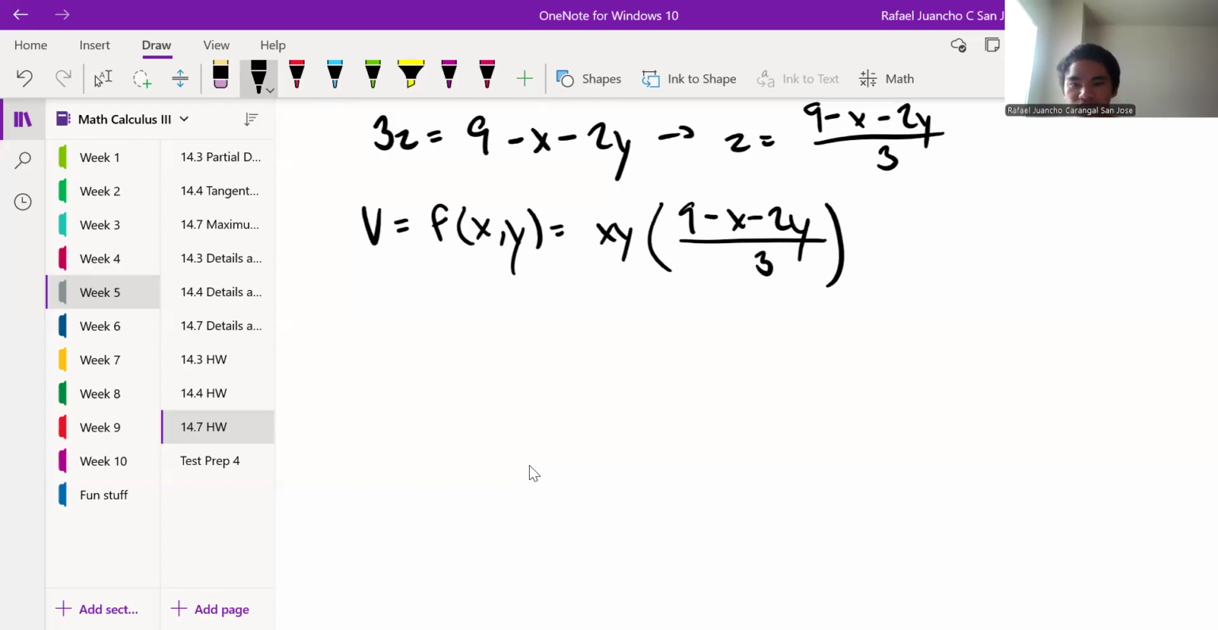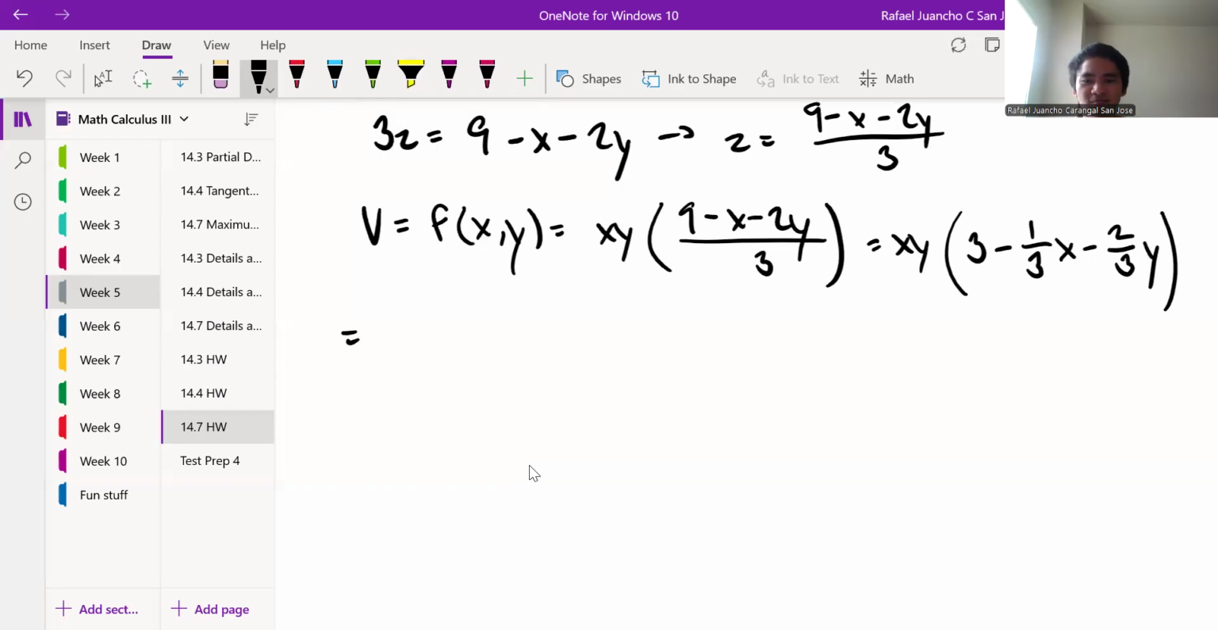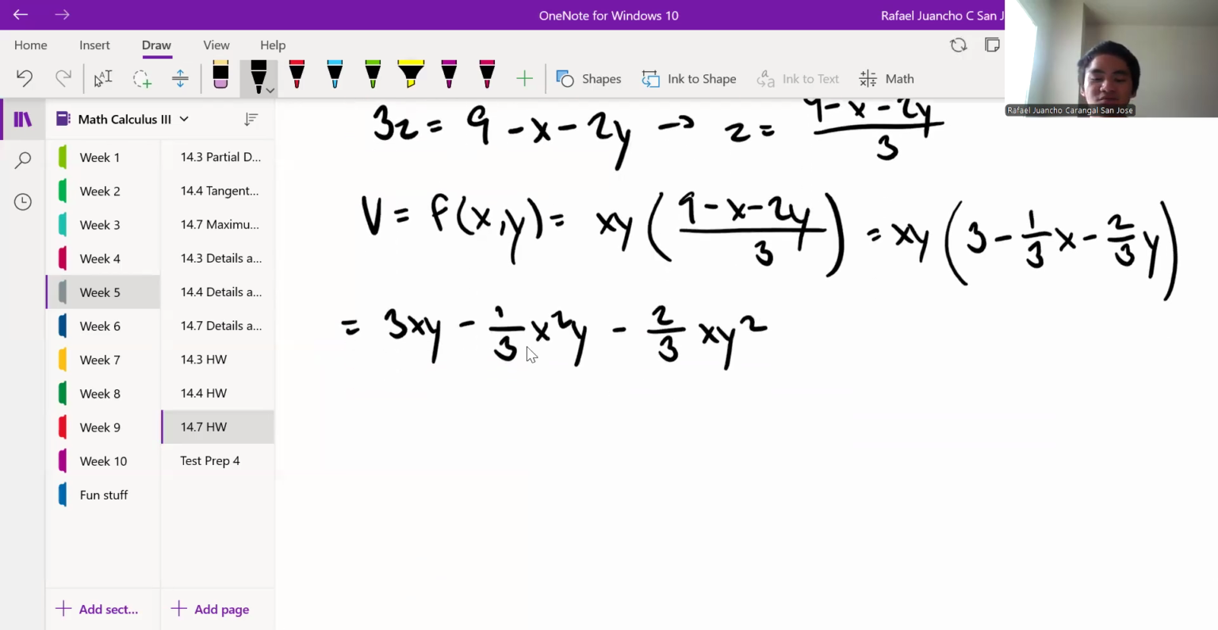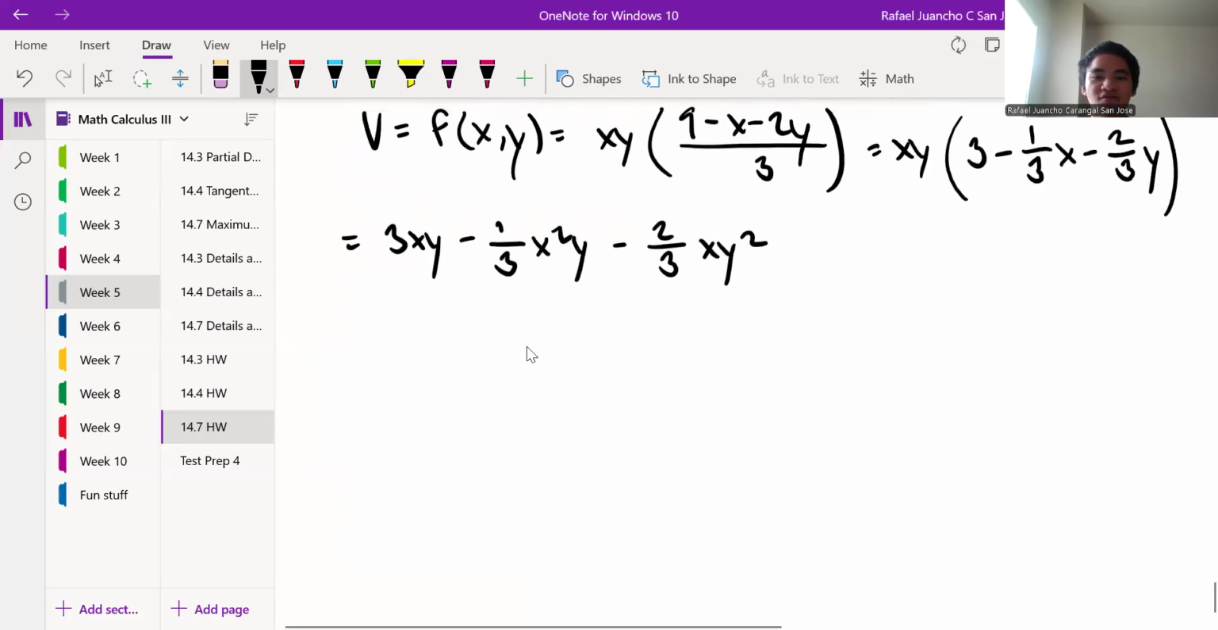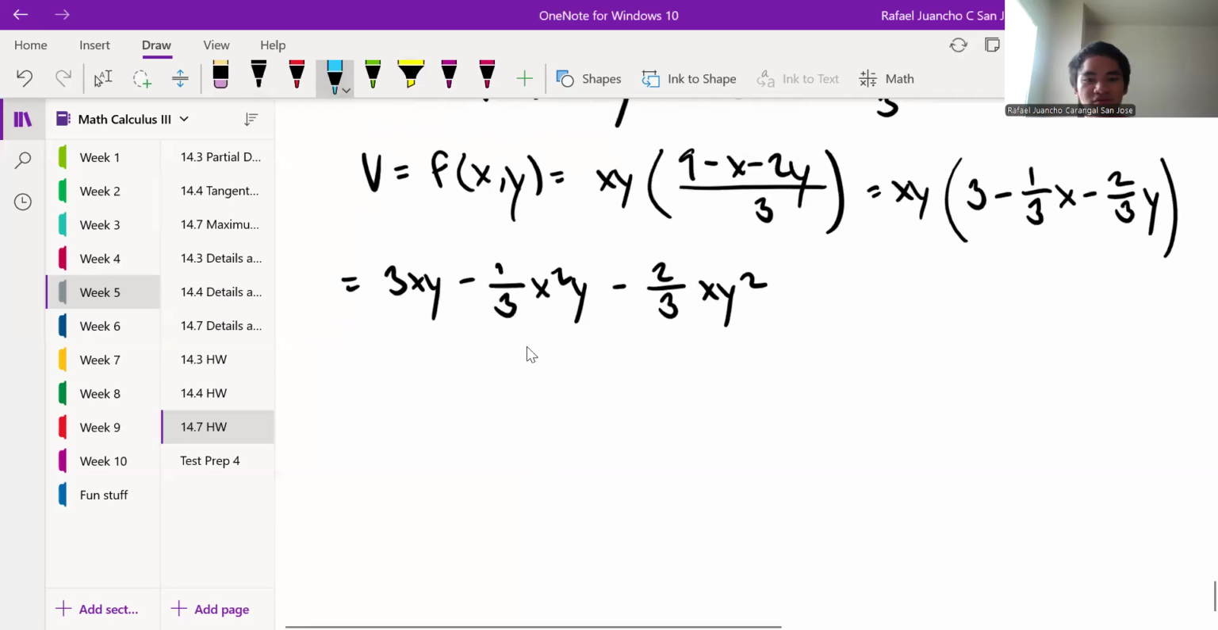Okay, let me clean it up before I do some computations. This is xy times (3 minus 1/3 x minus 2/3 y). So I'm gonna leave it in this form because I know I'm gonna be doing some calculus. This is 3xy minus 1/3 x squared y minus 2/3 xy squared. So that's the cleanest form I can get it to. And then from there, I take its partials, so I find critical points.